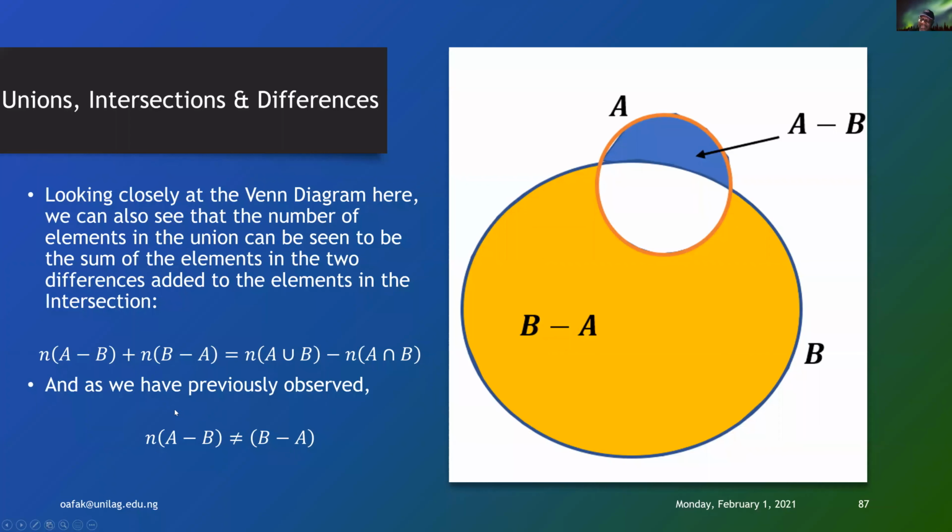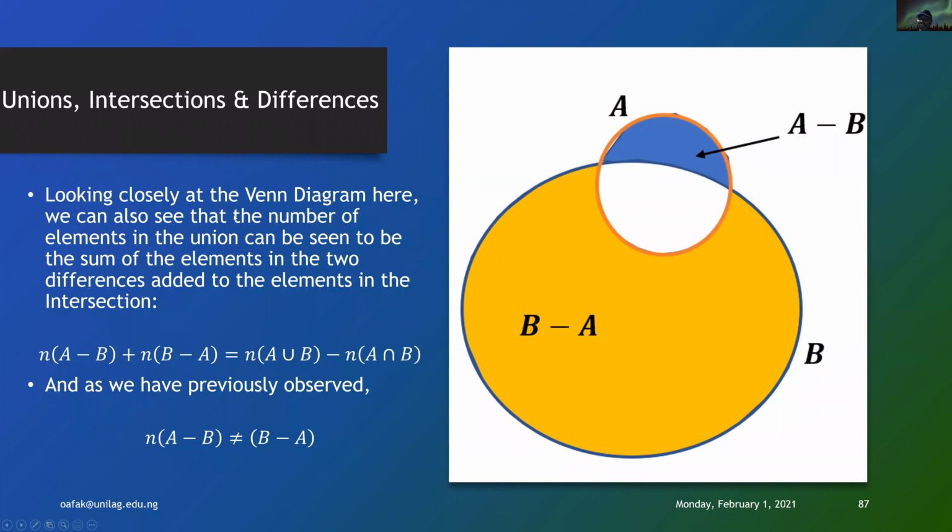As we previously observed, since A minus B is not the same thing as B minus A, the number of elements in A minus B will not be equal to the number of elements in B minus A. So given the meal menus of Olu and Chike, demonstrate the above results.